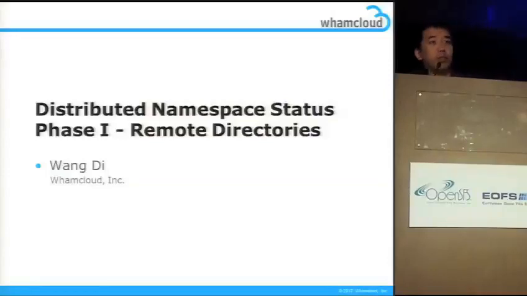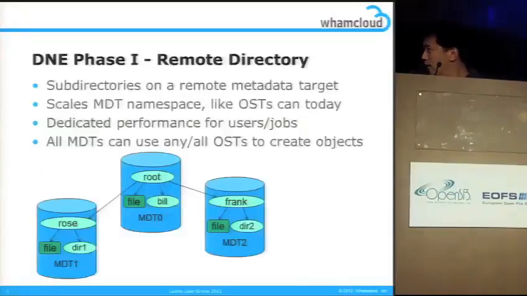So I will talk about the DNE Phase I today, and this project is funded by OpenSFS. The goal of this project is to have multiple metadata targets, so the file system can be distributed over several servers. And the whole project is divided in two phases. Phase one is remote directory. Phase two is striped directories.